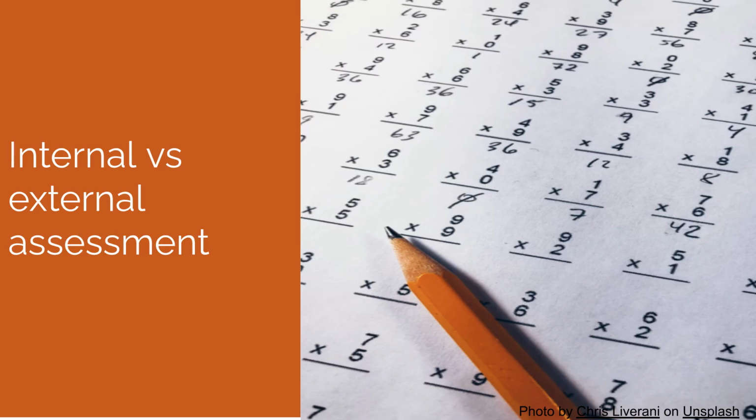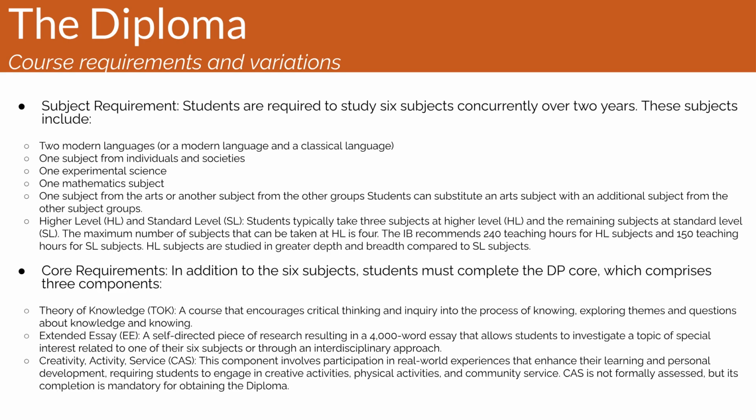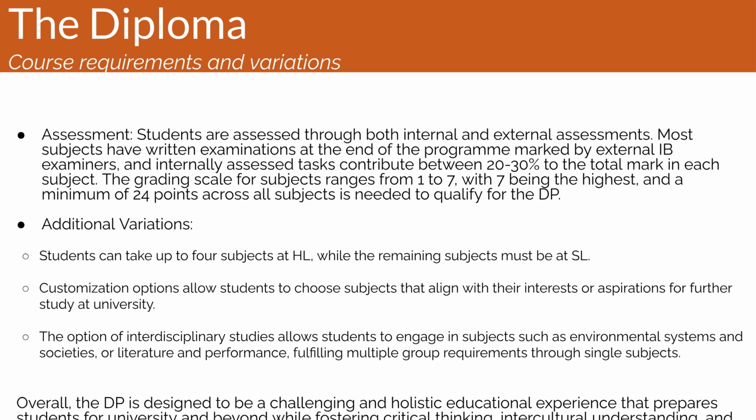Now let's look at the distinction between internal and external assessment in the DP. The DP requires students to study 6 subjects over 2 years, typically 3 at higher level and 3 at standard level. The core components are theory of knowledge, the extended essay, and creativity, activity, service, which is mandatory but not formally assessed. Assessment includes both internal and external components. Most subjects have written external examinations, while internally assessed tasks contribute 20 to 30% of the total mark. A minimum of 24 points is needed to qualify for the DP.